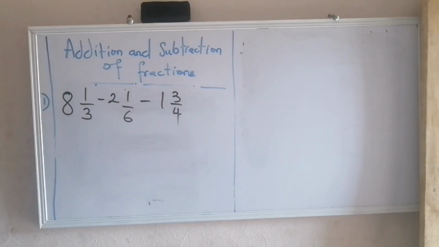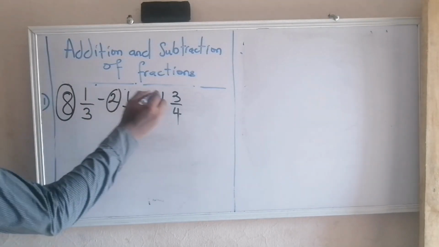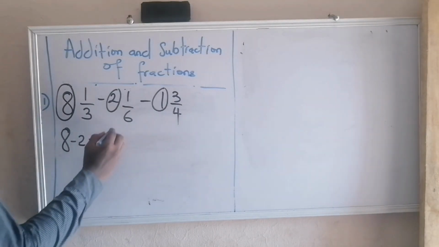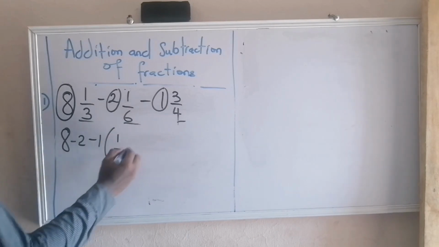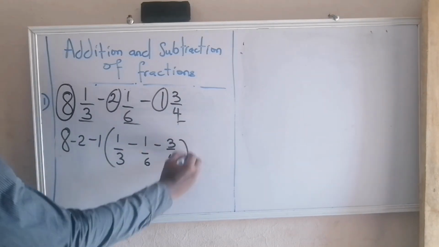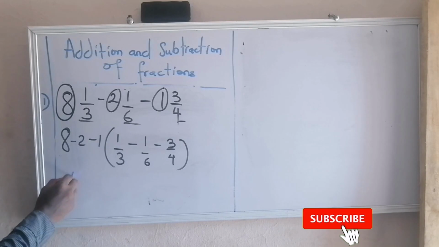So we'll be solving the subtraction of fractions. First step, we're using the first method now. Pick out the whole numbers, which are 8 minus 2 minus 1. Put the fraction parts inside the bracket: 1 over 3 minus 1 over 6 minus 3 over 4. Now, what's 8 minus 2? 8 minus 2 is what? 6. And 6 minus 1 will be 5.